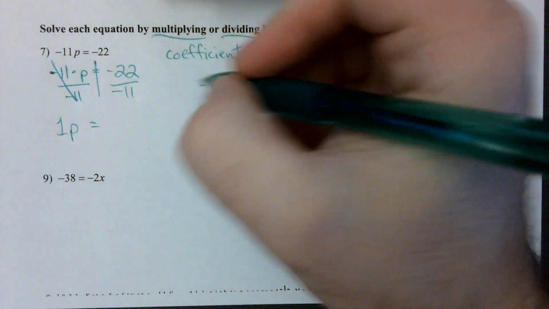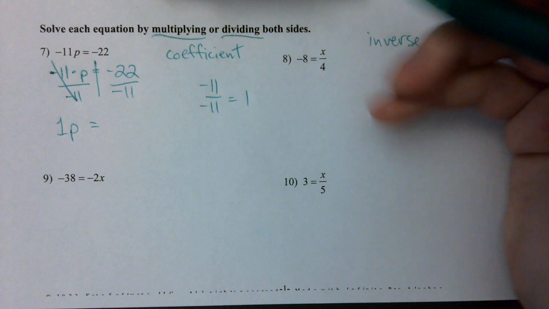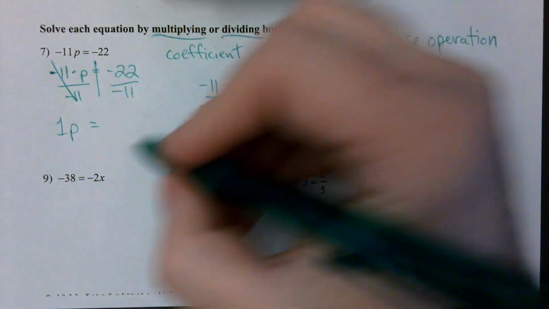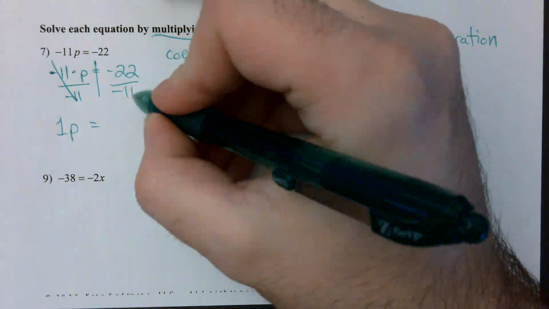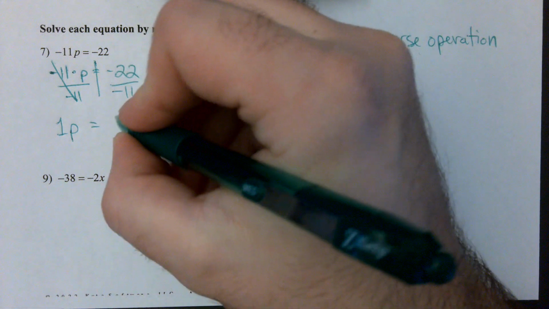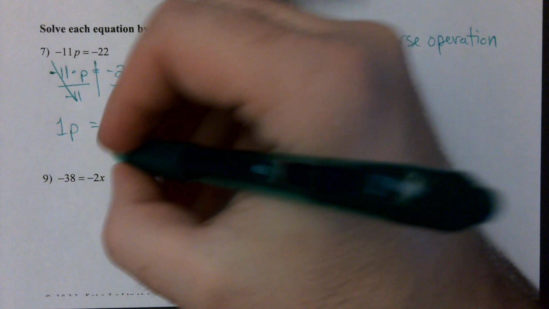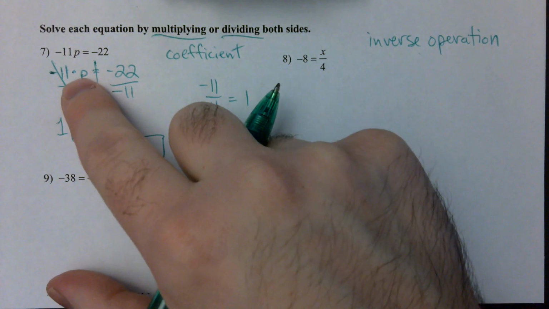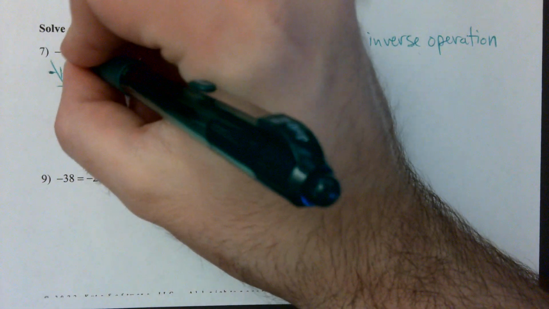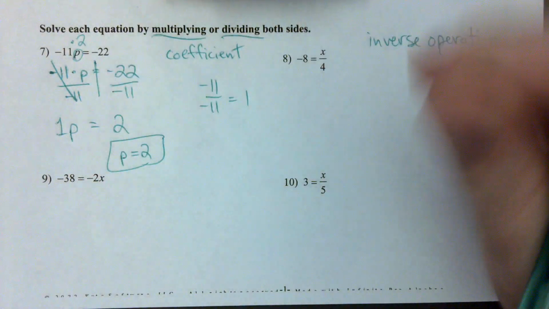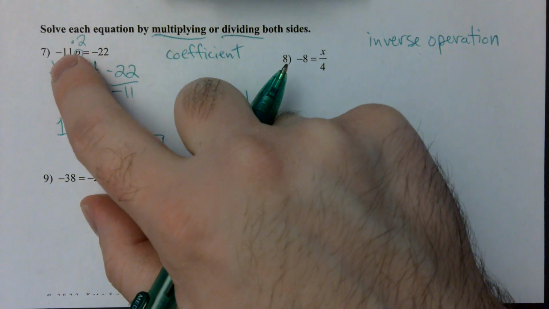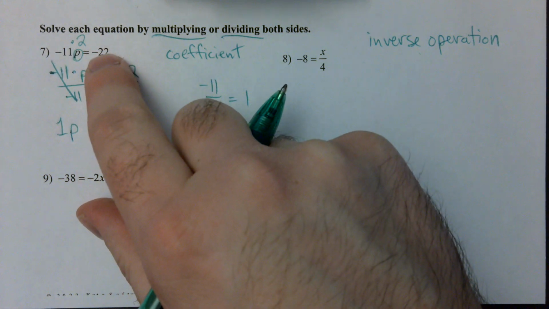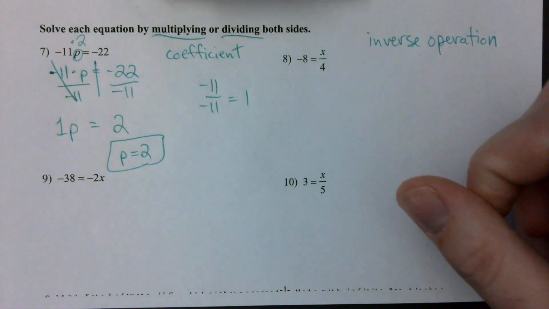And then negative 22 divided by negative 11. A negative over a negative cancels out, so we know our answer will be positive. And then 11 goes into 22 how many times? Well, just 2. So our answer is p equals 2. And if we plugged 2 back in for p, right? If we took this p out and plugged in a 2, what's 2 times negative 11? Well, that's going to give you negative 22, right?